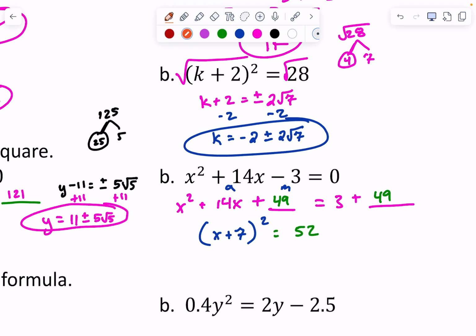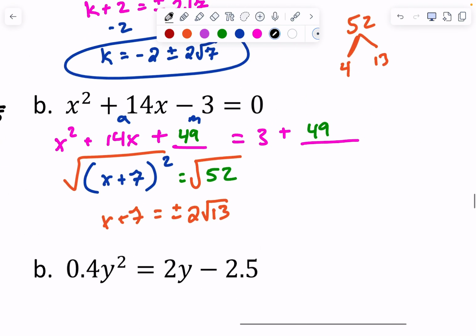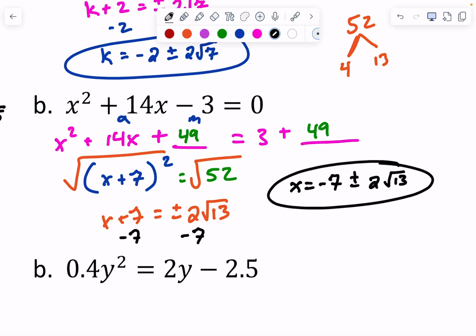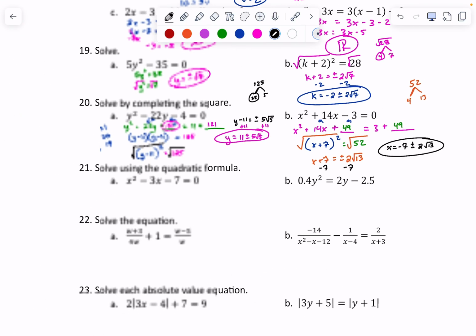And now we take the square root. So x plus 7 falls out. The square root of 52 breaks down into 4 and 13, so that is plus minus 2 square roots of 13. Don't forget your plus minus. And then we subtract 7. So x equals negative 7 plus minus 2 square roots of 13. Boom, boom.